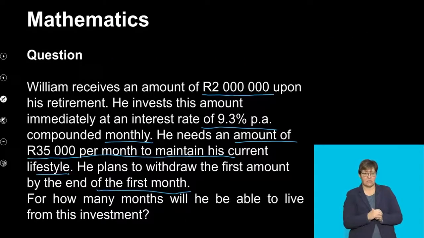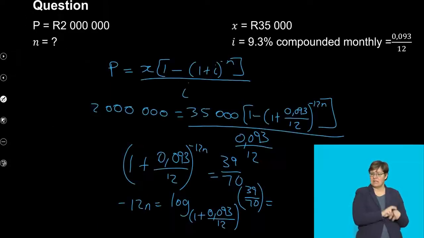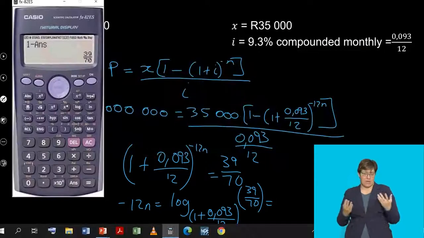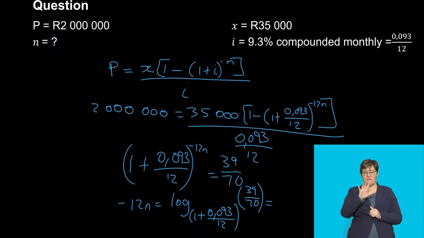Before we quickly do that, we need to remember they said how many months. So that means we do not need to convert what we are going to get here into years after we get it. So this is going to be the log with base 1 plus 0,093 over 12, of the answer, which is the same as 39/70. And that's going to give me a negative number, but I'm going to divide that by the negative that is on the left, so I'm just going to get 75 months. So this is then going to be 75 months that this person is going to live off this investment.